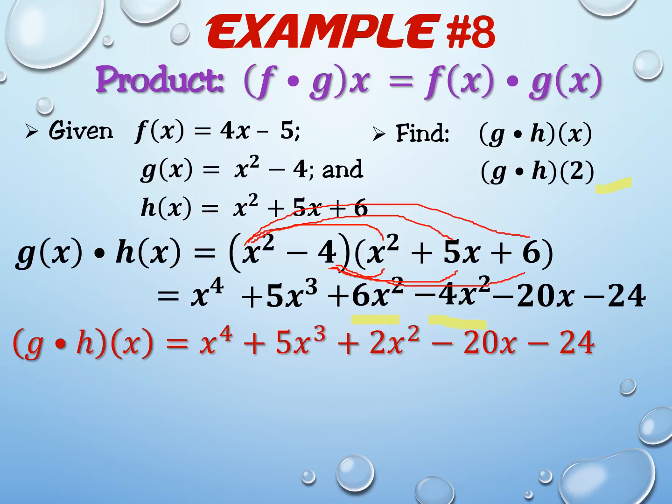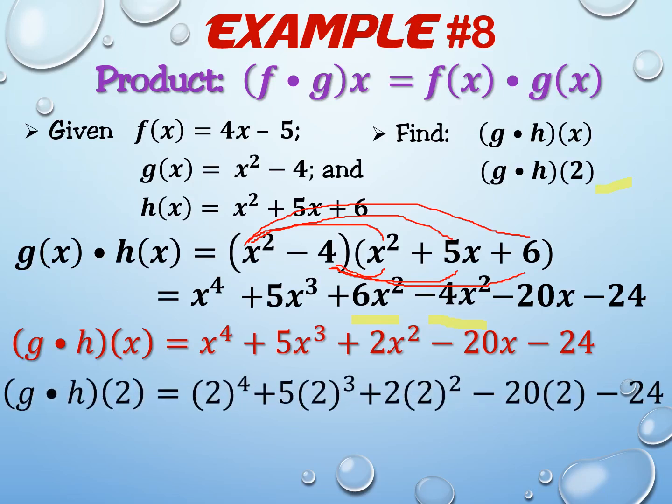Now, let's proceed with problem number 2. You have g times h of 2. Again, this is simply evaluating the function or the product of the function at 2. We will simply replace all the x here in our answer by 2. So we'll have 2 raised to 4 plus 5 times 2 raised to 3, or 2 cubed, plus 2 times 2 squared minus 20 times 2 minus 24. And then we simplify them.